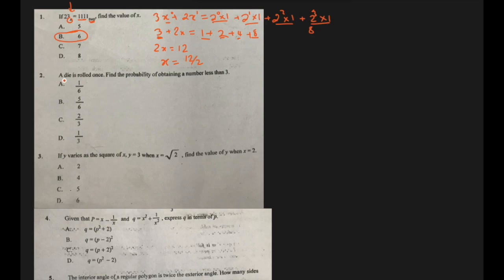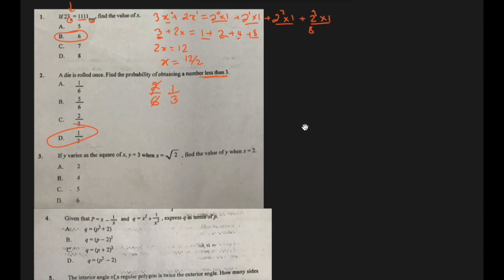Question number 2. A die is rolled once. Find the probability of obtaining a number less than 3. How many numbers are less than 3 out of 6? 1 and 2, right? Less than 3 means 3 is not included. So 2 over 6, 1 over 3 is the simpler form.